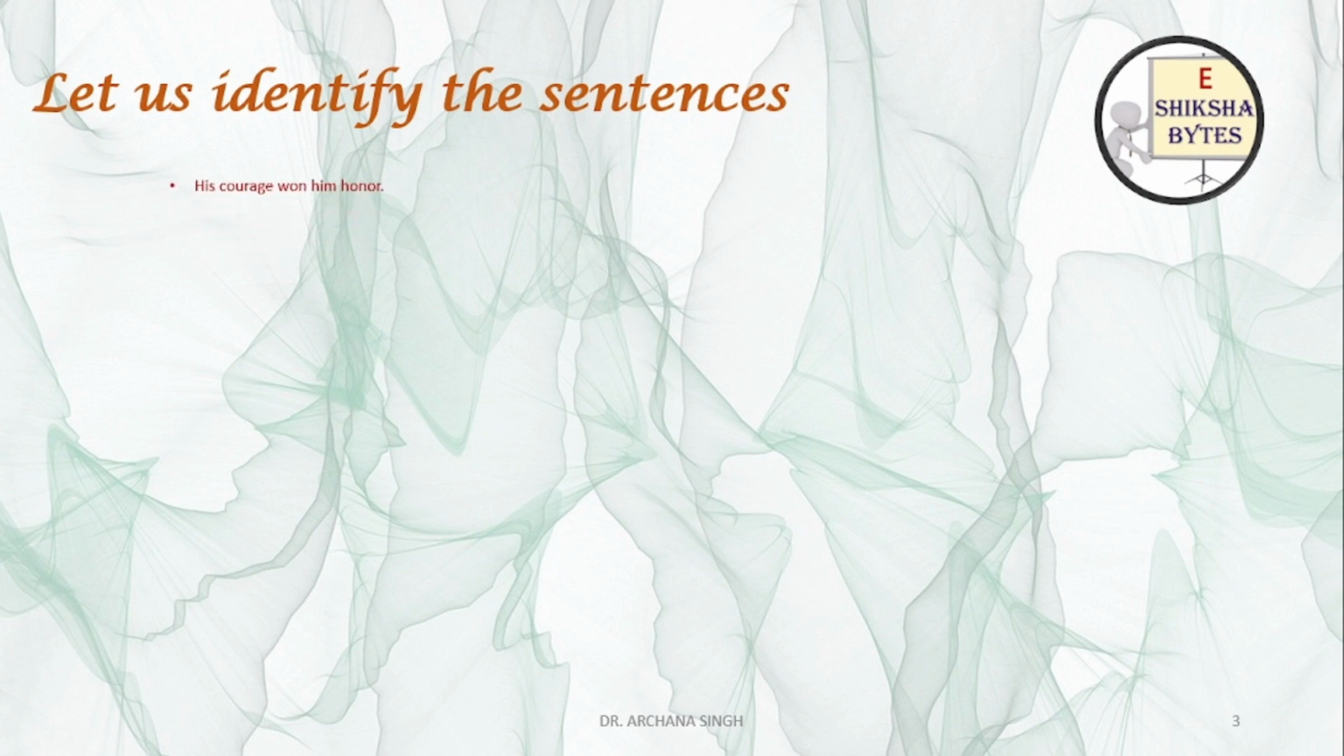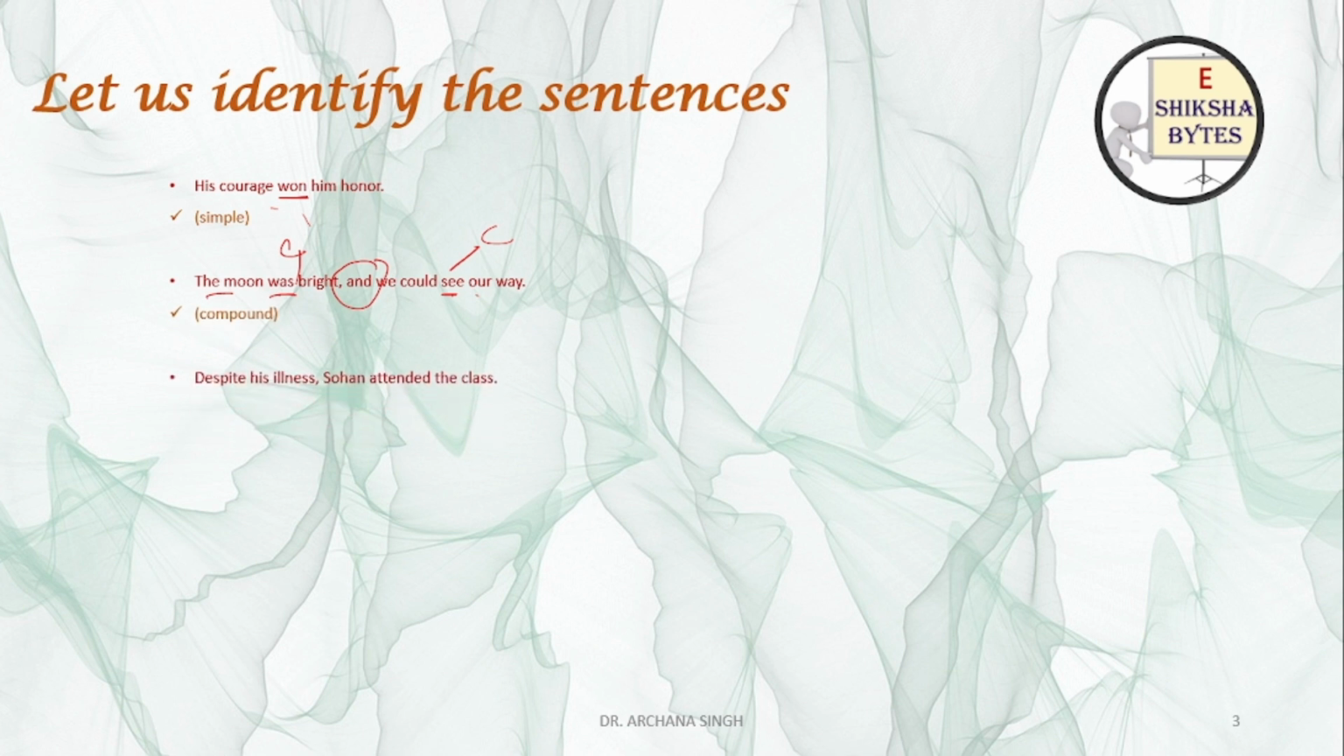The sentence is: his courage won him honor. Here you have this verb. So this is your simple sentence. The moon was bright and we could see a way. Two verbs, and they are joined. So this is one clause, this is another clause, joined by a conjunction. So this becomes your compound sentence.